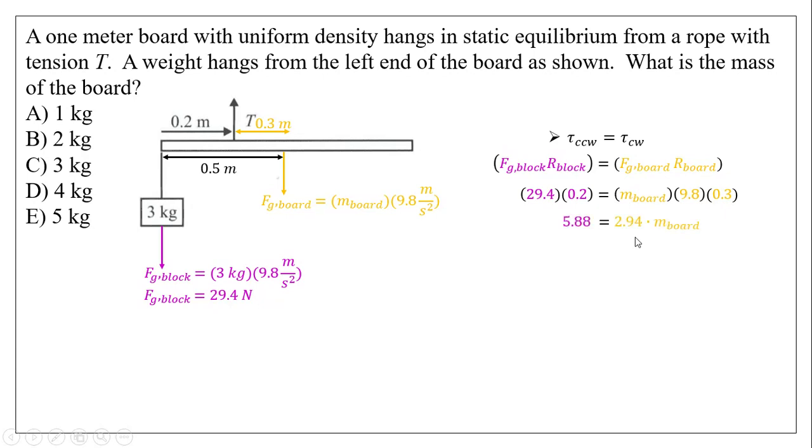Okay, so I just do basic calculator work here. The left side will reduce down to 5.88. 9.8 times 0.3 will give you 2.94. So if we get m board by itself, divide both sides by 2.94, and 5.88 divided by 2.94 will give you a value of 2 kilograms. And that is the answer for this one. Okay, all right, stay nerdy, don't be whack.